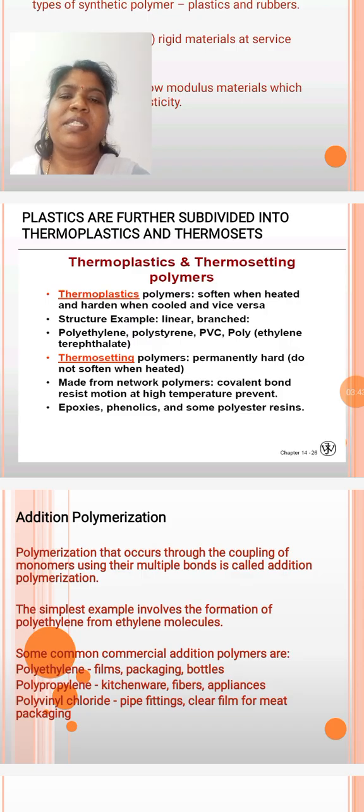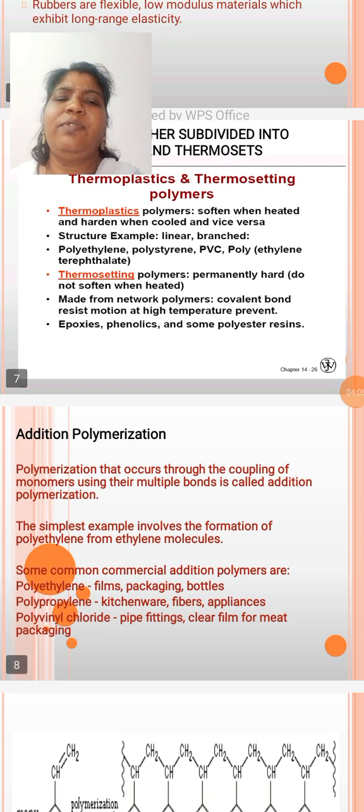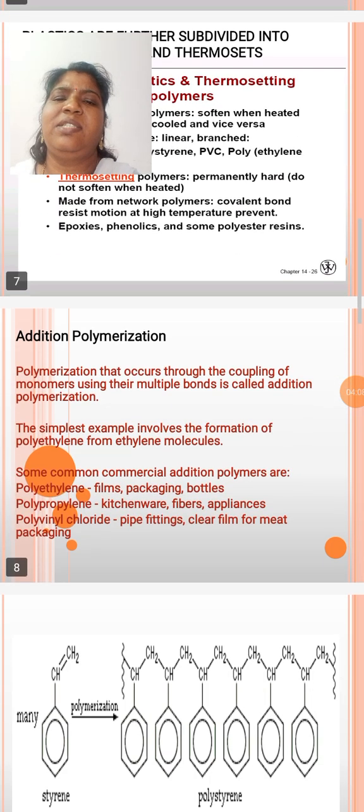Thermosetting polymers are permanently hard. Once you get the polymer, you can't change the shape. It will be very hard and you can't make it into different shapes by heating and molding it again. These are obtained from high tensile strength network polymers, which is why we can't change the structure. It resists the motion. Examples are epoxides, phenolic resins, and polyester resins. These are all examples of thermosetting polymers.